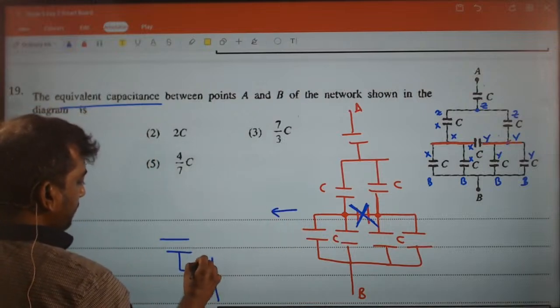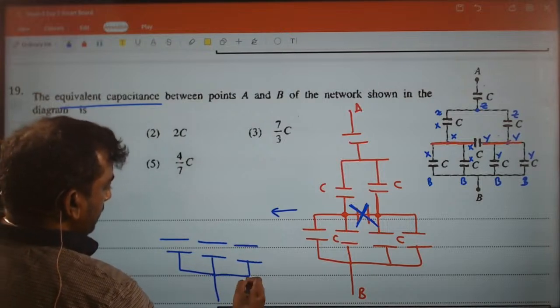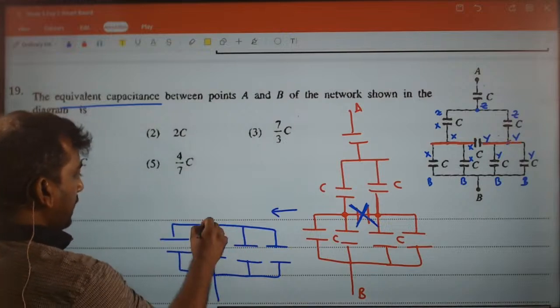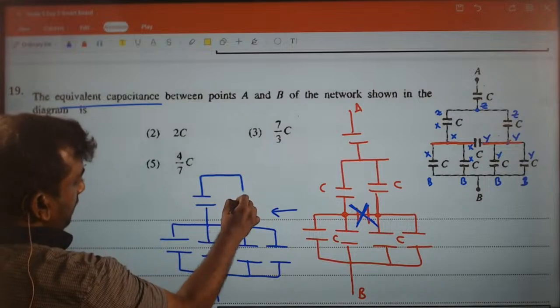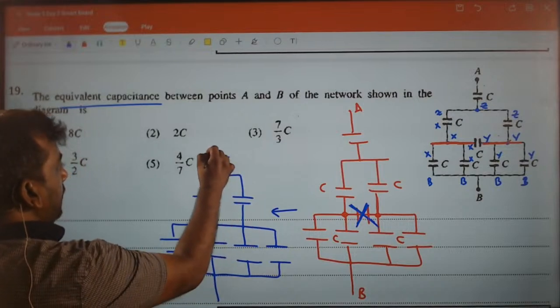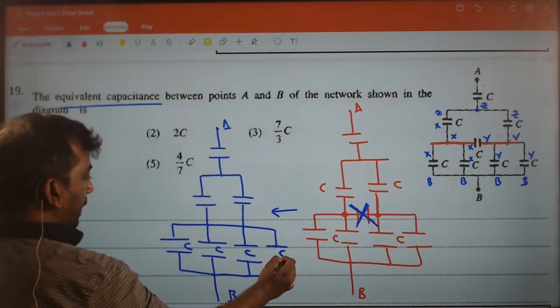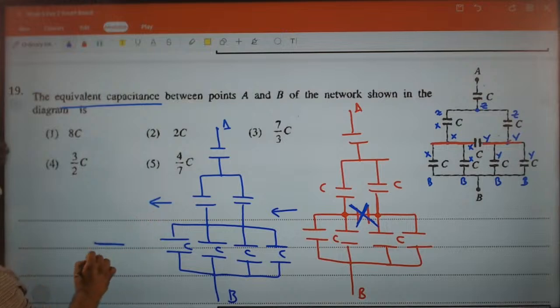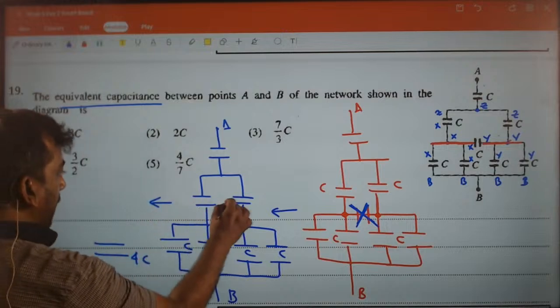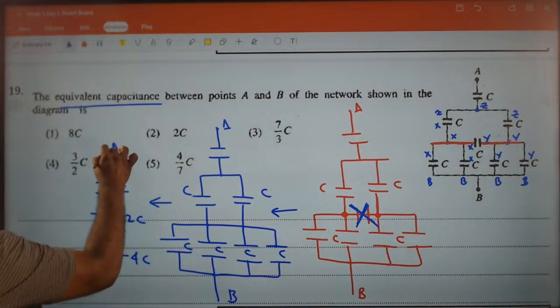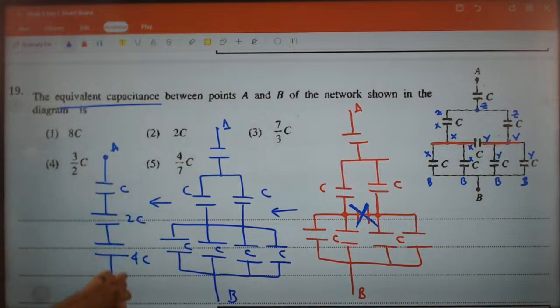Here you have a capacitor. Here you have a capacitor. Here you have a capacitor. Capacitors in parallel are like resistors in series. 4C. 2C. Here C. Here A, here B. Capacitors in series are like resistors in parallel.